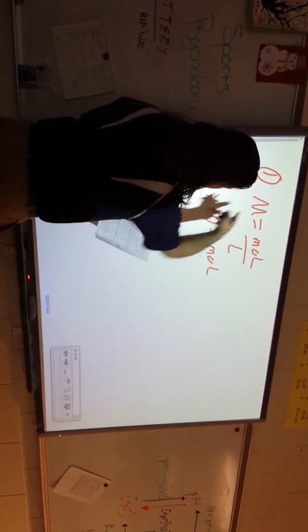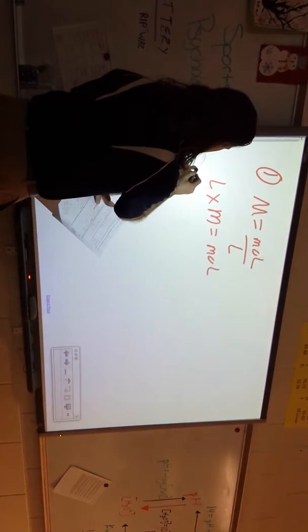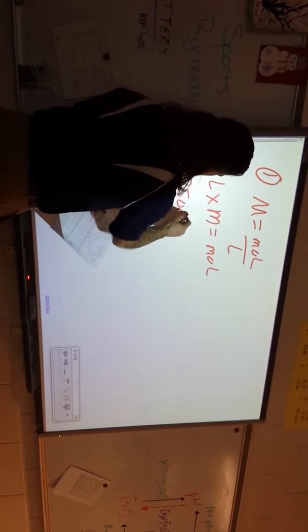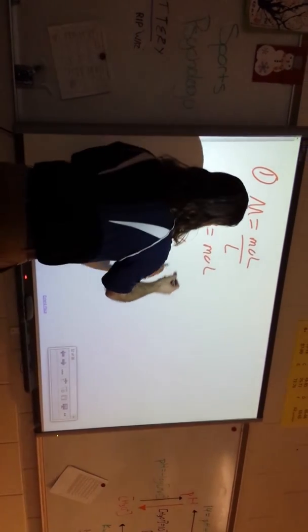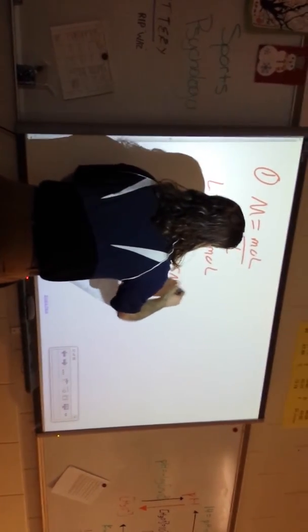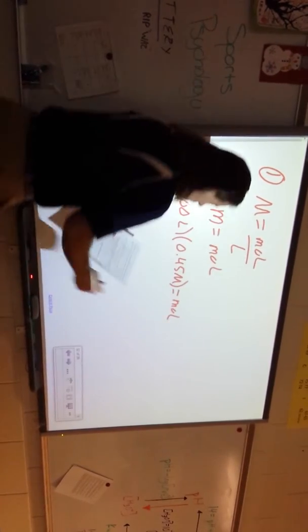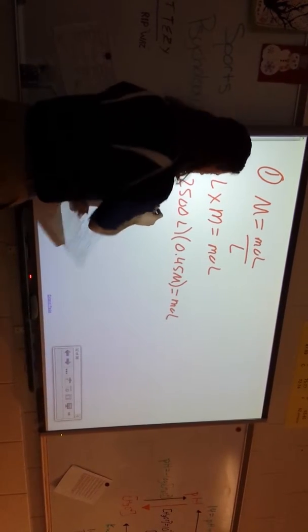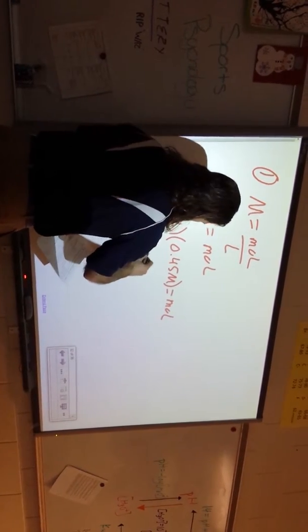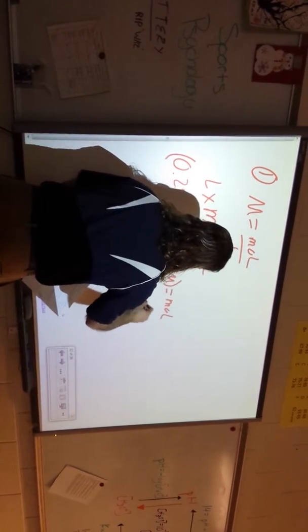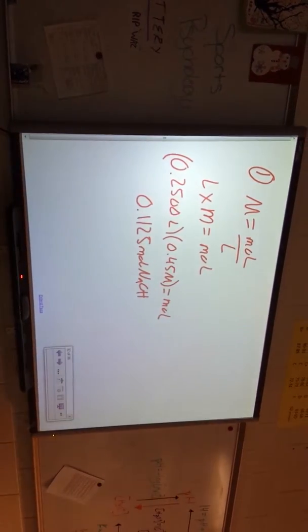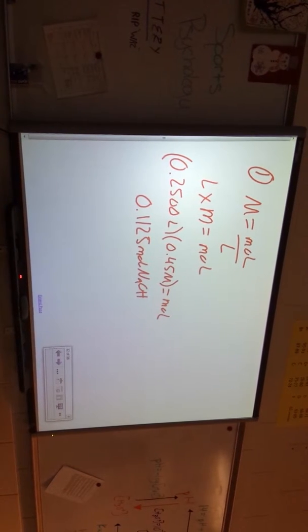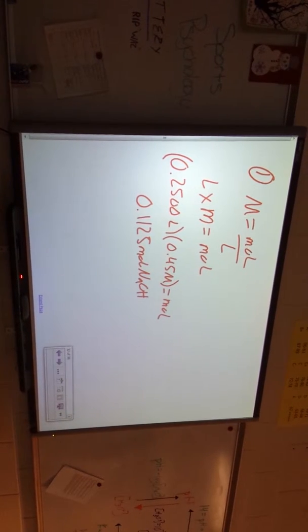And the volume that we were working with is 250 milliliters, so I had to change that to liters. And the molarity is 0.45 molar, which is going to be equal to moles. When you calculate this out, you get a value of 0.1125 moles of sodium hydroxide. So that's the mole part. Some people stopped at this part and didn't quite finish. Some people rounded this to 0.11. That's okay. I'll figure it out when you take the test or the quiz.